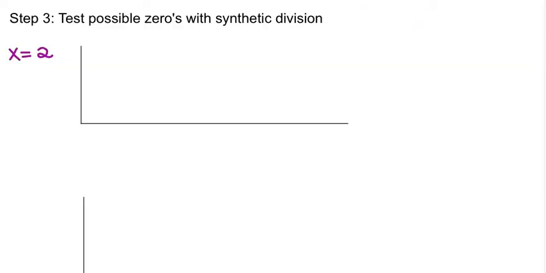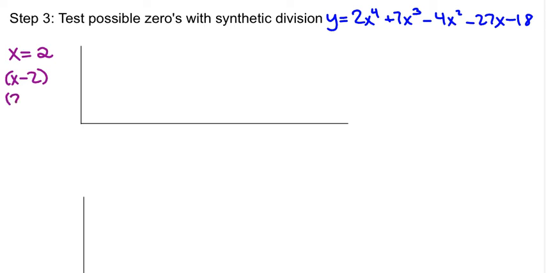All right. So let's use our synthetic division. I'll write our function down here again: y equals 2x to the 4th plus 7x cubed minus 4x squared minus 27x minus 18. We're going to start with synthetic division, and for the x-intercept 2, 0, the factor would be x minus 2. So we have 2, 7, -4, -27, -18. And we're going to hope that when we're done, our remainder will be 0.